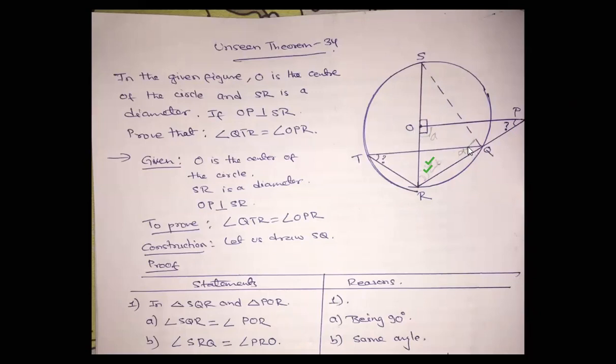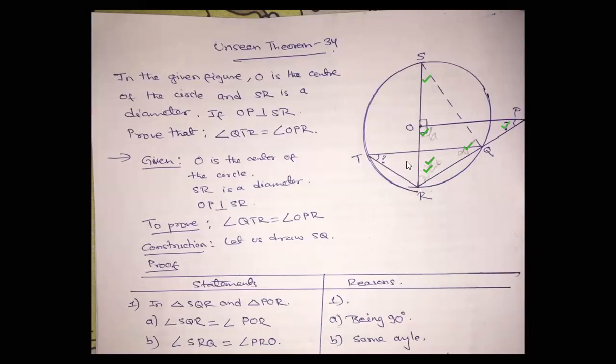So as we have already mentioned, this and this, they are 90 degrees. Your triangle angle equal, your triangle angle equal. That means this is remaining. Angle S is remaining. That means P is remaining.